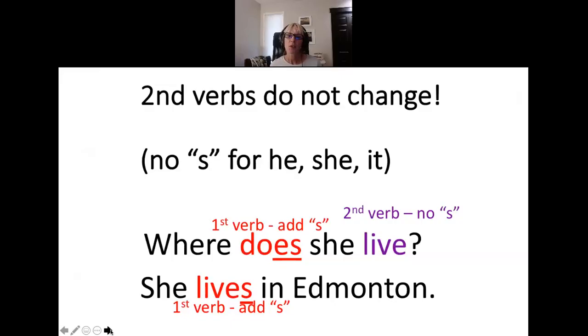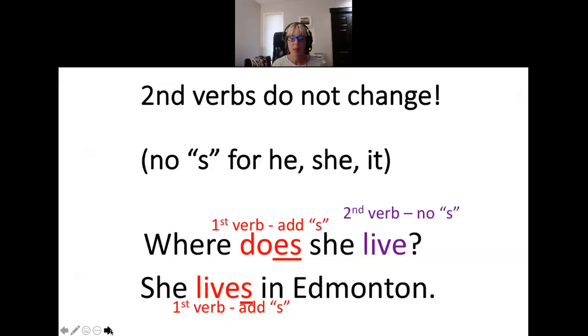Remember that in a sentence, when there are two verbs, the second verb does not change. You do not add S. So in the question, where does she live? Does is the first verb. Live is the second verb. Does is the first verb. We add S or ES for does. But live, the second verb, does not need S with she. Second verbs, no changes, no S.